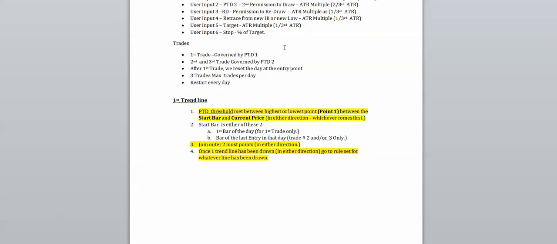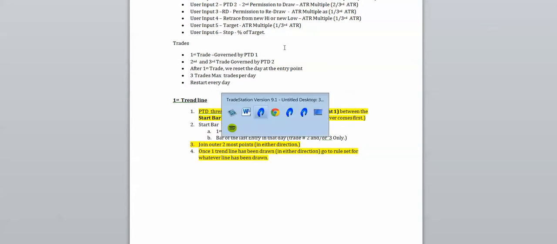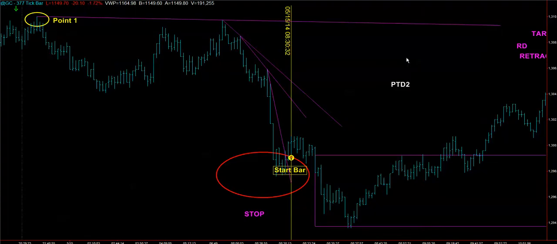Okay, so now we're going to look at trade number 2 on day number 2. So once we've had the first trade, we're now looking at the second and third, and in order for that we're interested in only permission to draw criteria number 2, which is usually 2/3 of an ATR.